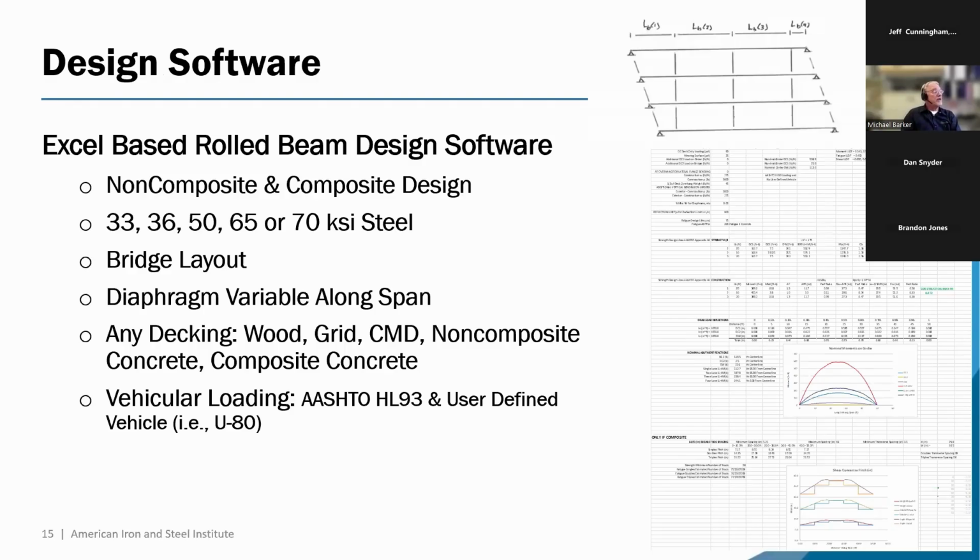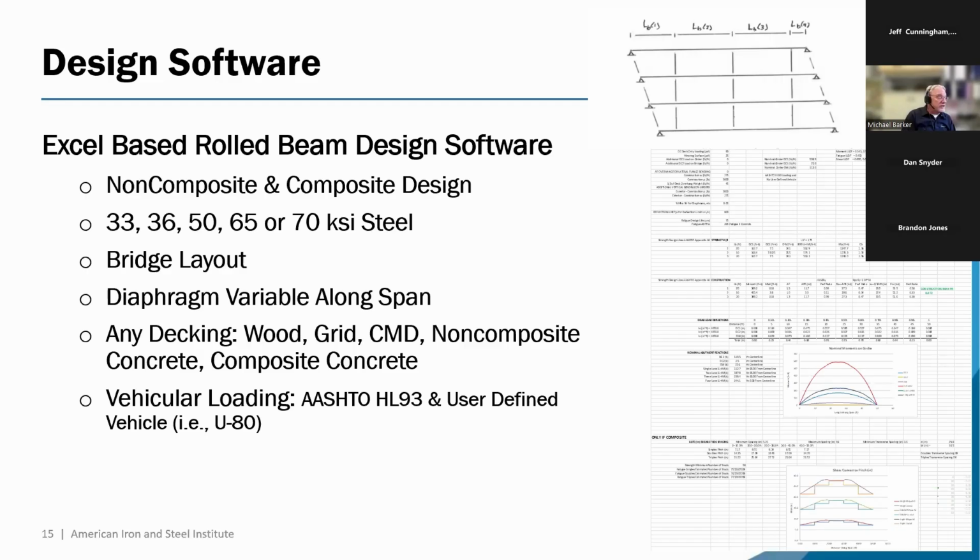It does non-composite and composite design. It'll consider yield stress steels from 33 all the way up to 70, the 33, 36, because some states have some extra beams that counties can use that they can check. It's very variable in bridge layout, and diaphragm placement is variable along the span. We can use any decking, whether it's wood, the different types of wood decking, or a grid or a corrugated metal deck. It can do non-composite concrete if we're going to design something like that, or even composite concrete.